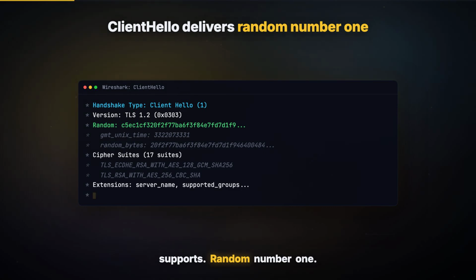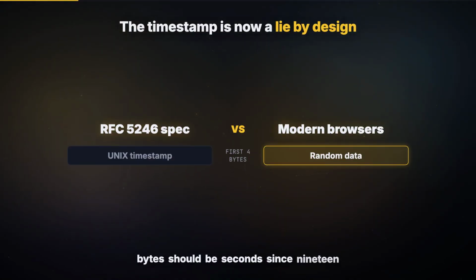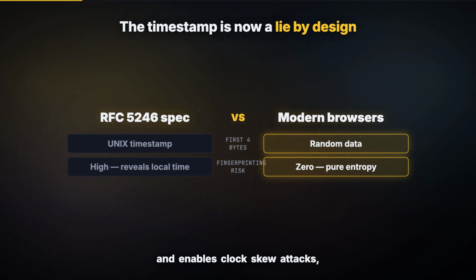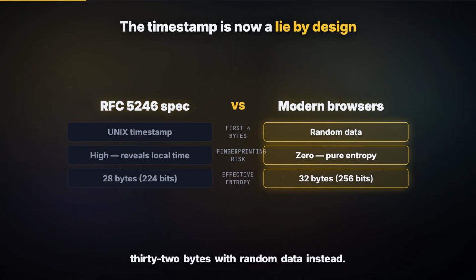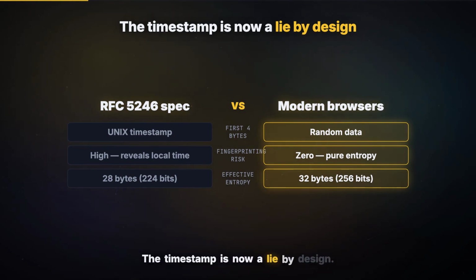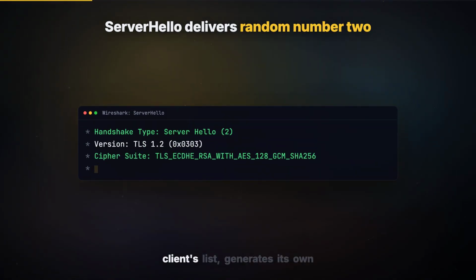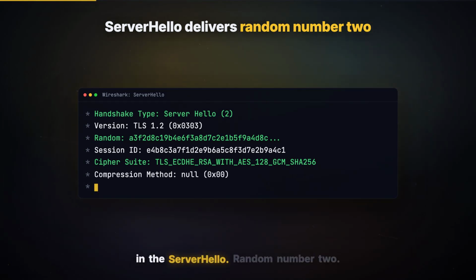Random number 1. The spec originally said the first 4 bytes should be seconds since 1970, but that's a fingerprinting risk and enables clock skew attacks, so modern browsers just fill all 32 bytes with random data instead. The timestamp is now a lie by design. The server picks one cipher suite from the client's list, generates its own 32-byte random, and sends it back in the server hello. Random number 2.